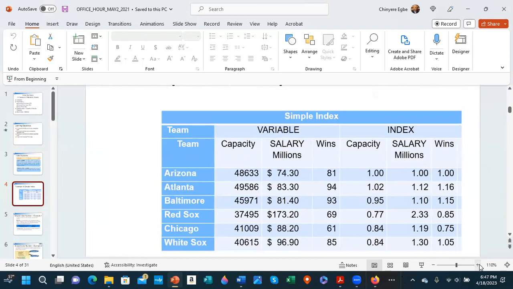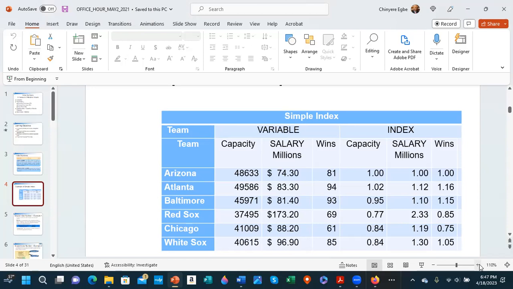Okay. So we are comparing, say, the stadium capacity for Arizona, Atlanta, Baltimore, the Red Sox, Chicago, White Sox, their stadiums, okay? And so what we do is we choose what you call a base. We choose a base value. For example, here we use Arizona as the base. It could be a member of a population like Arizona. It could be a time period. You can choose 1960 as your base.